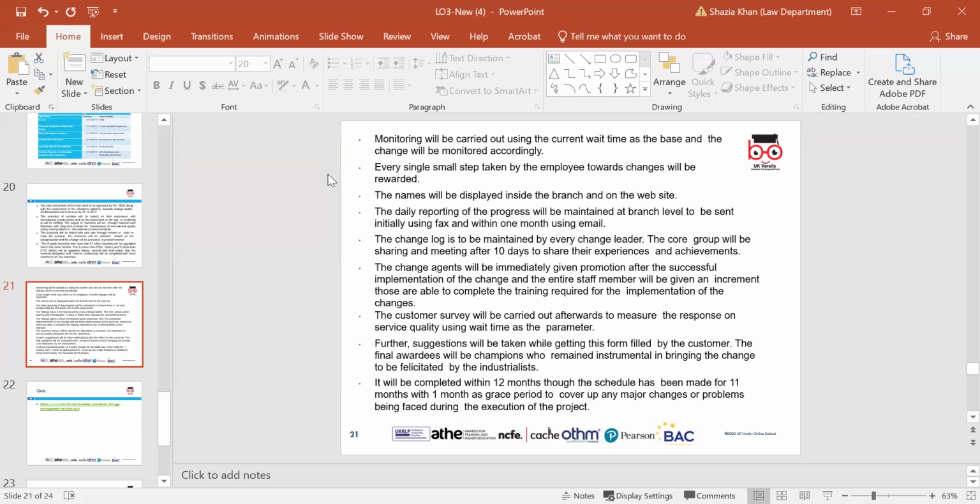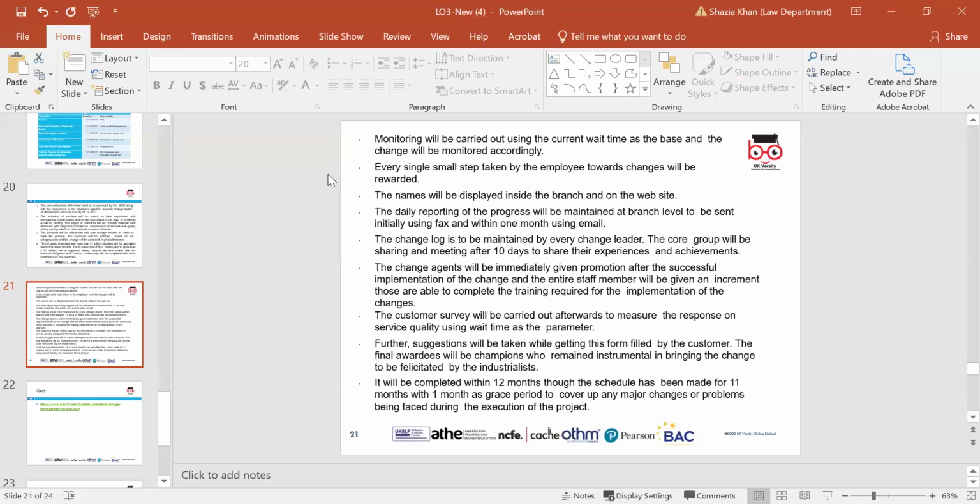The daily reporting of the progress will be maintained at branch level, to be sent initially using fax and within 1 month using email. The change log is to be maintained by every change leader, and the core group will be sharing and meeting after 10 days to share their experiences and achievements.